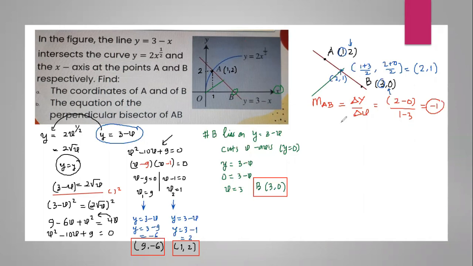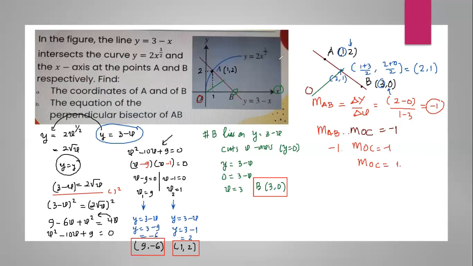Right. So let's say this one is C here, and this one is O. The gradient AB times the gradient OC equals minus 1. So minus 1 times the gradient OC equals minus 1. So the gradient OC is 1.